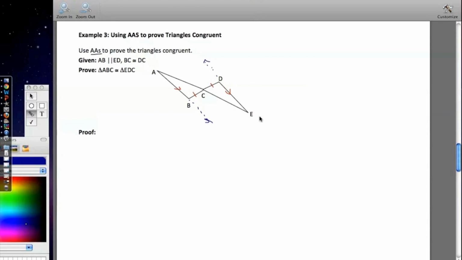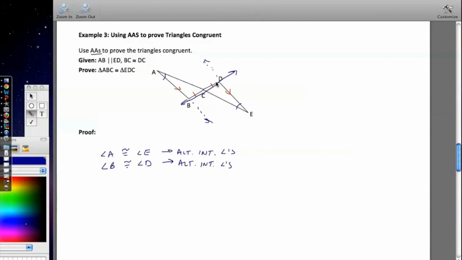Well, if I consider the line AE as a transversal, then these two angles are congruent, because they're alternate, on opposite sides of the transversal in between the parallel lines. So I'm going to say angle A is congruent to angle E because of alternate interior angles. Also, by that same token, if I consider this my transversal, then I can say that angle B is congruent to angle D, also alternate interior angles.